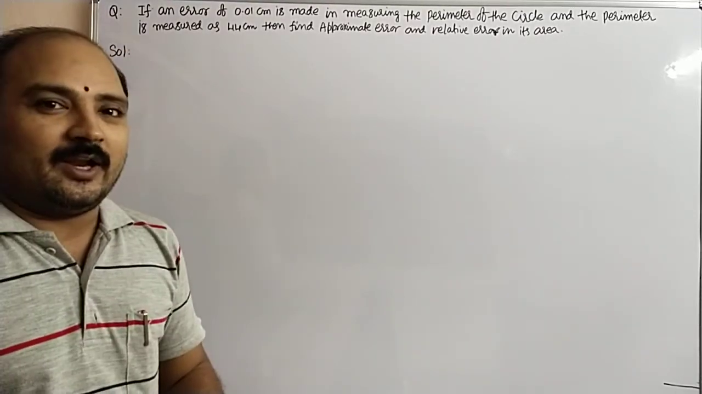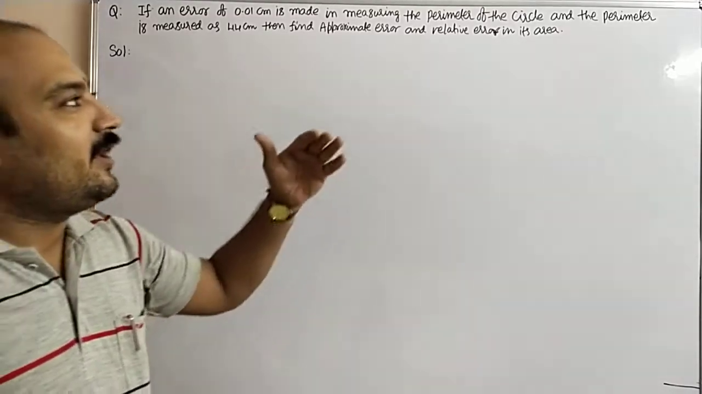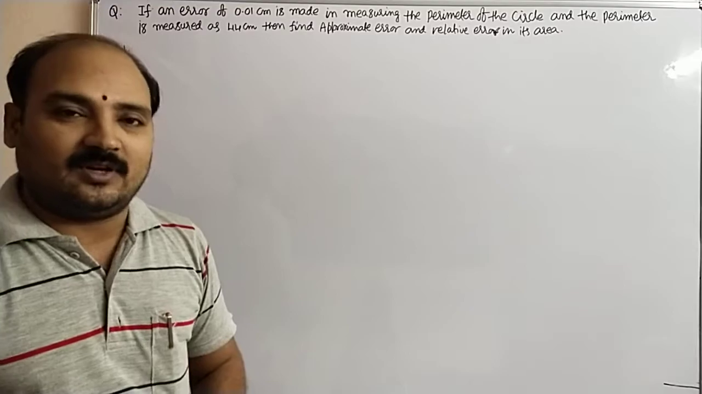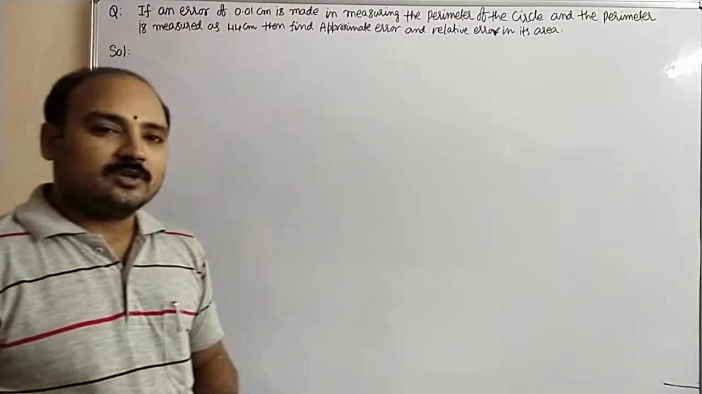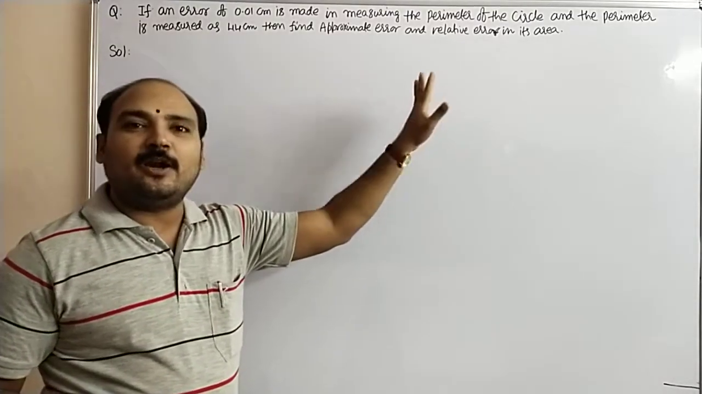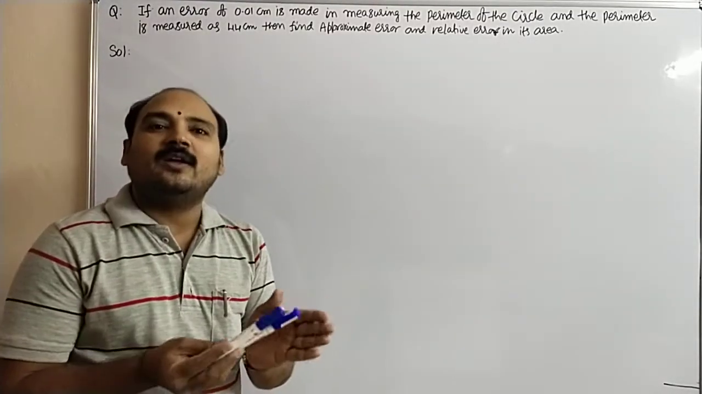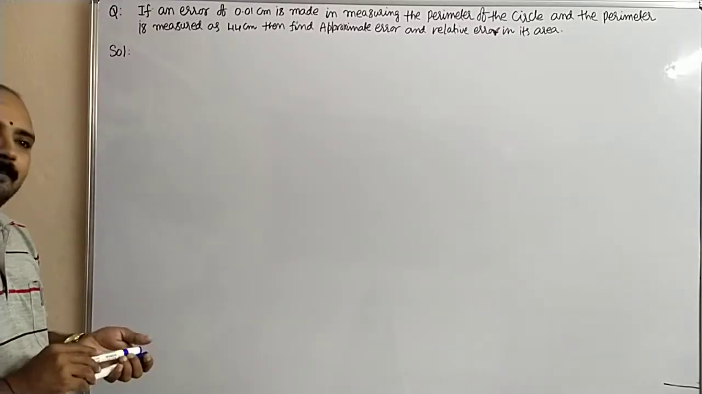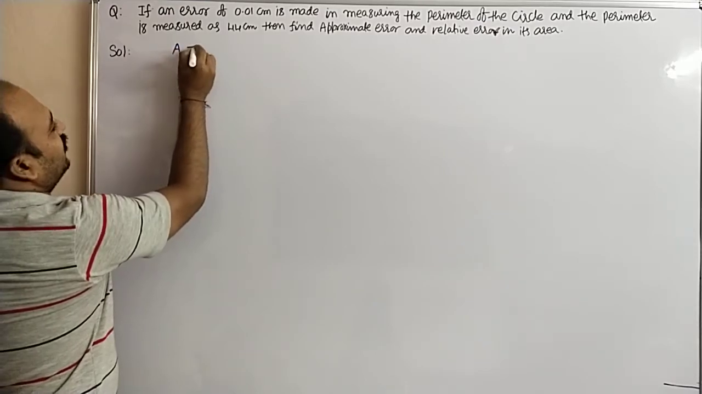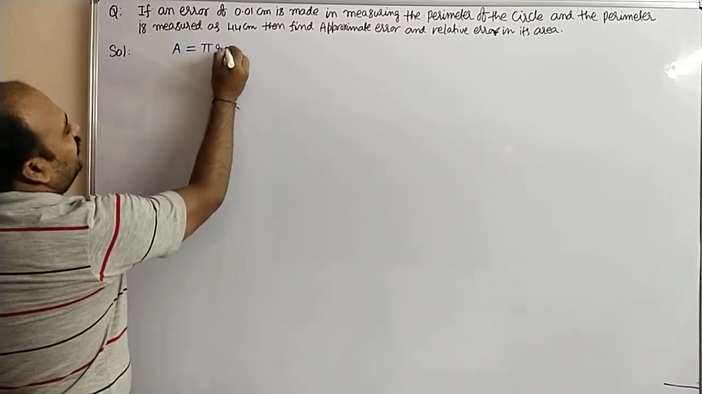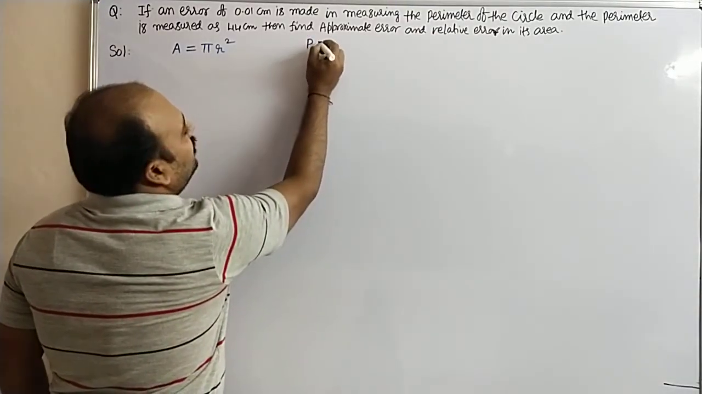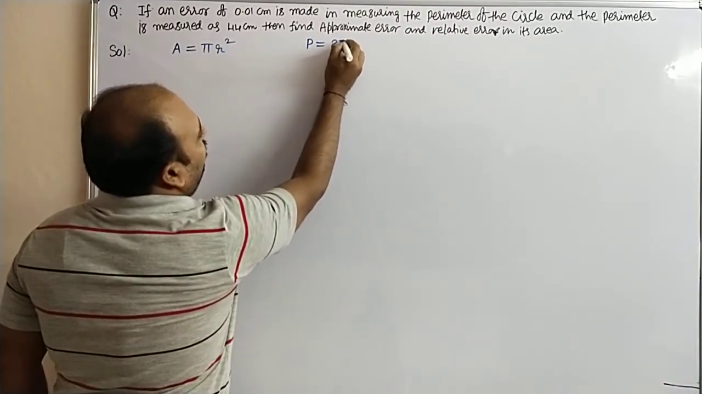But we need to calculate the relation between the area of the circle as well as the perimeter of the circle, or circumference of the circle. So first we will write the formulas of the area of the circle and the perimeter of the circle, and then we will find the relation between them. So first, the area of the circle A is equal to pi r square. This is the area of the circle. And the perimeter of the circle P is equal to 2 pi r.